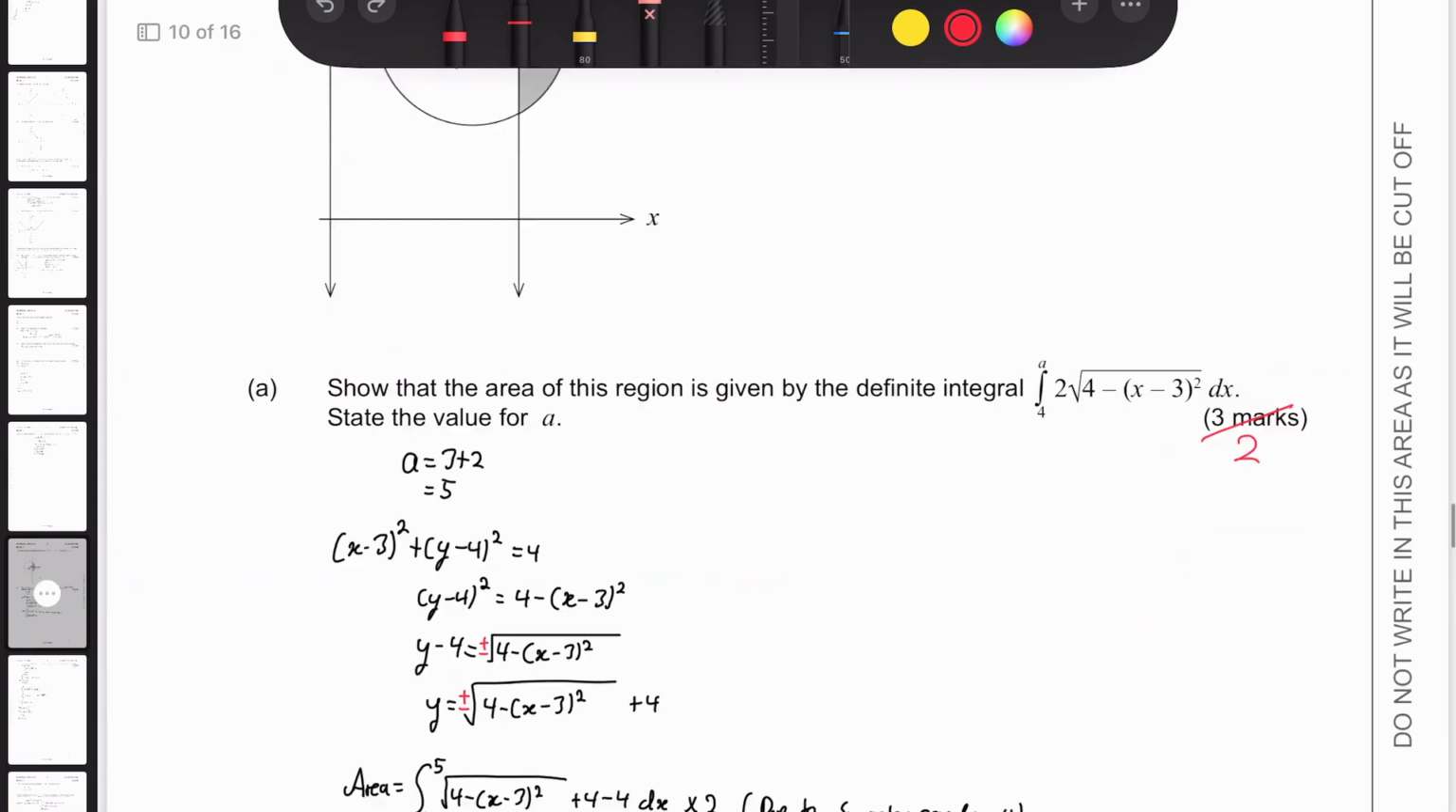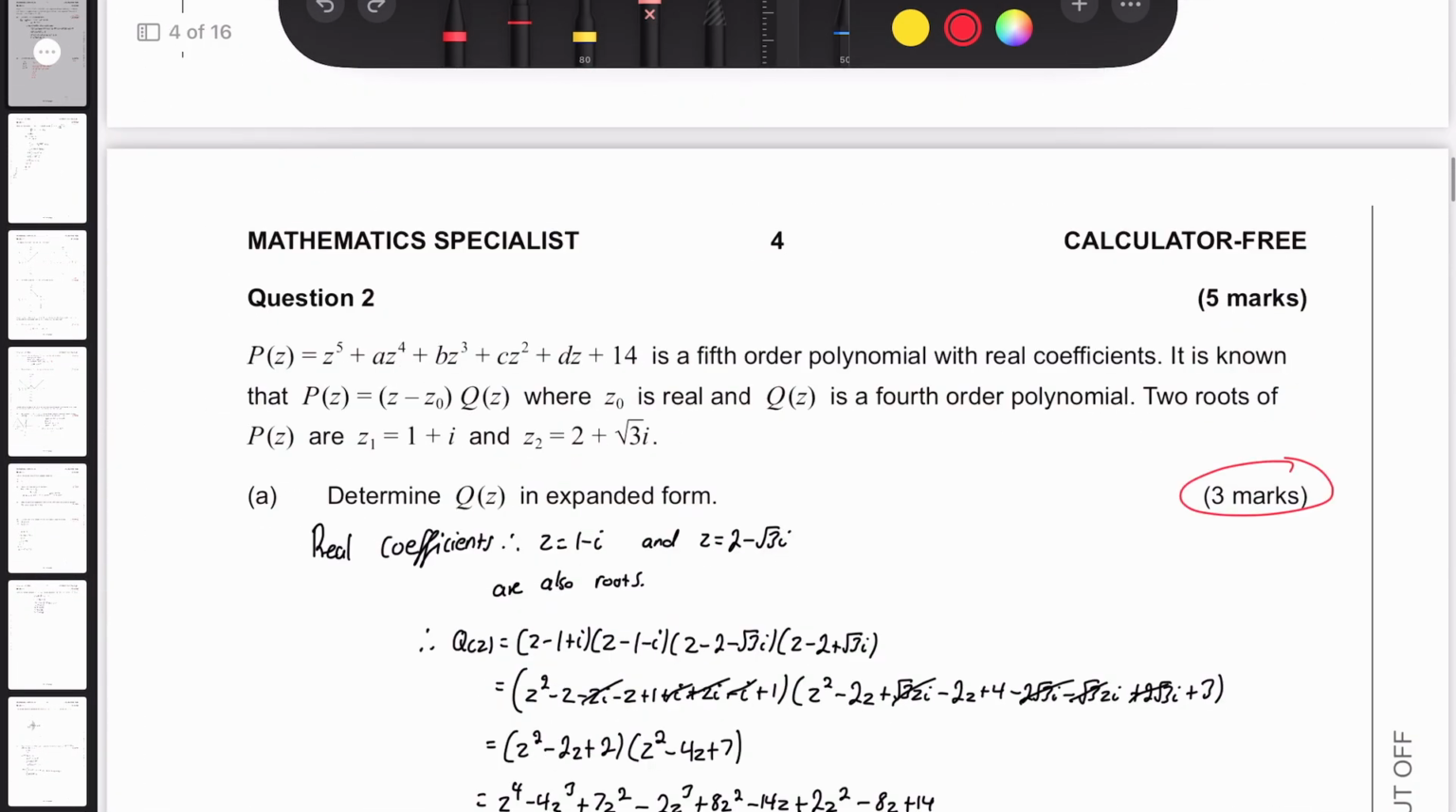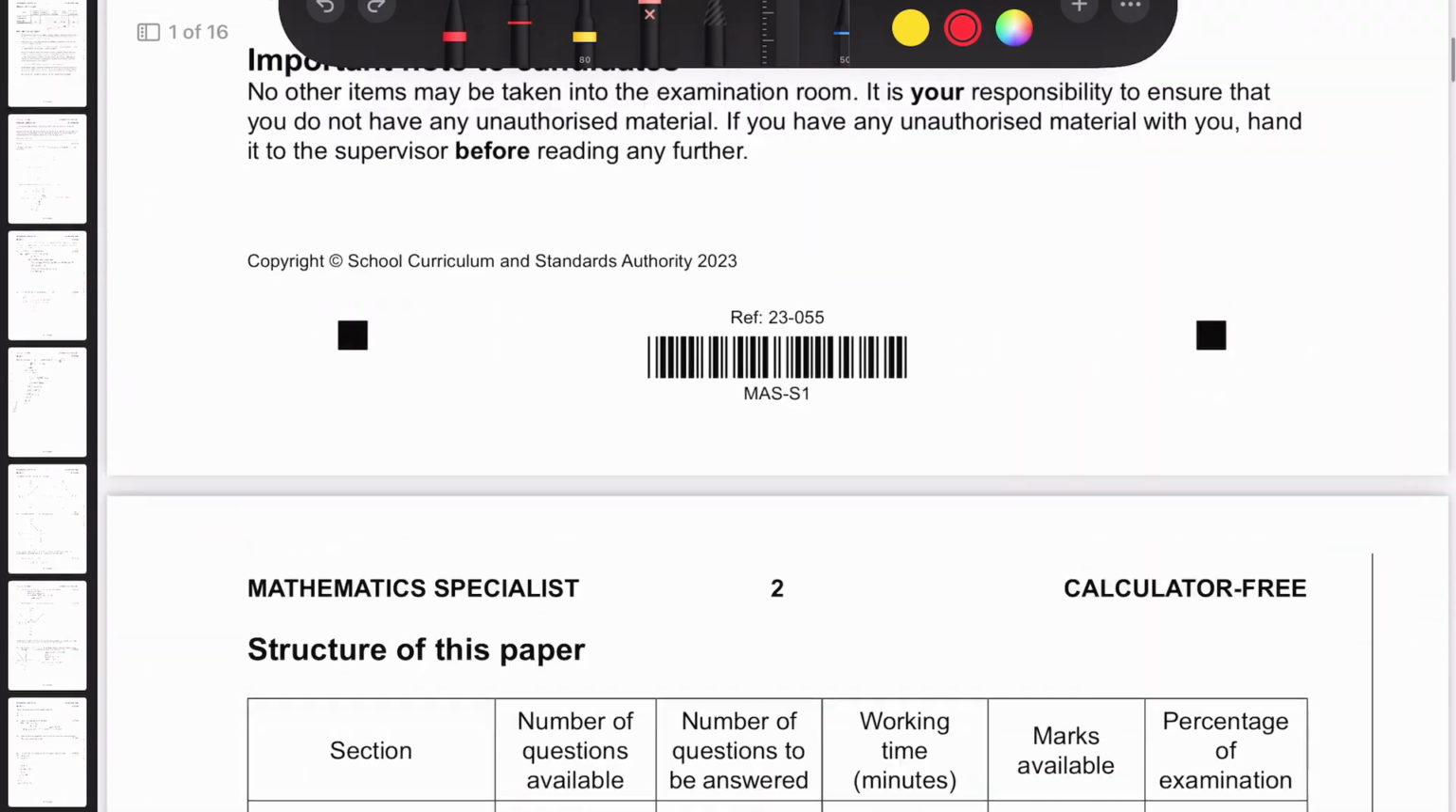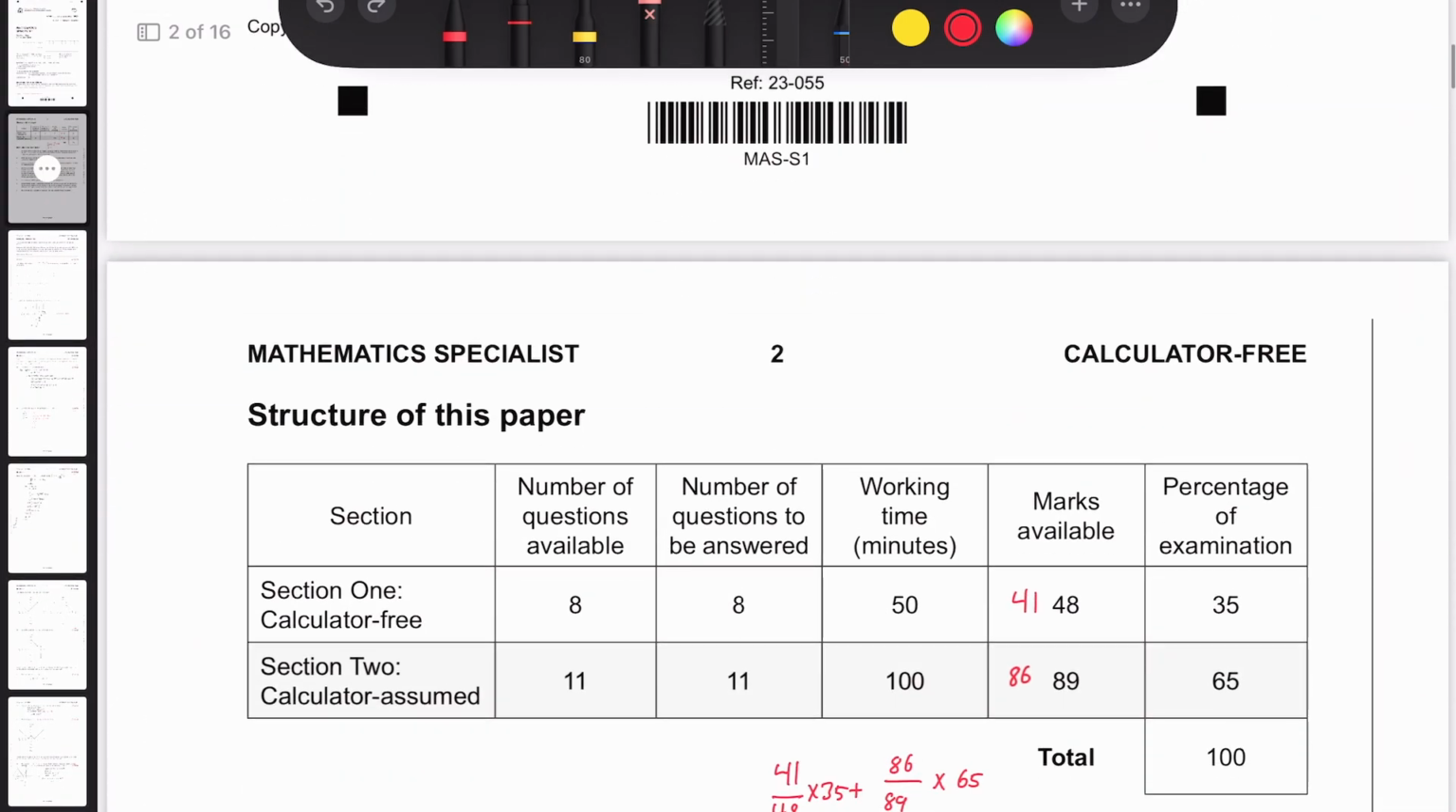But I lost quite a few marks in calculator 3, which is kind of sad. Usually I do pretty well. Usually it's calculator assumed where I fall off a bit. But we're going to quickly switch to calculator assumed now.